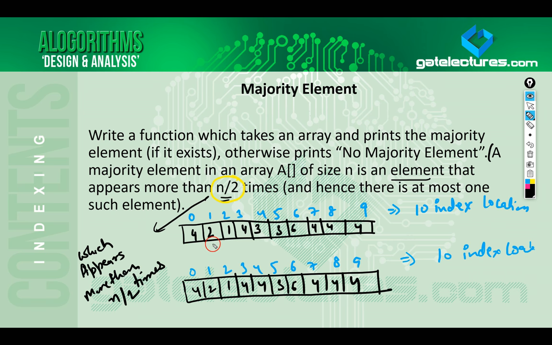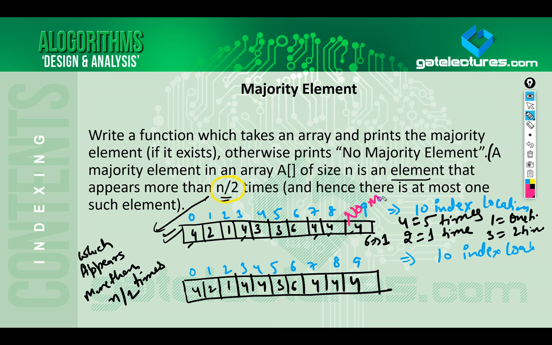I'm not writing an algorithm here, just explaining what a majority element is. I'm just counting the number of times an element appears. In the first array, the number 4 appears 1, 2, 3, 4 and 5 times. The number 2 appears only 1 time, the number 1 appears only 1 time, the number 3 appears 2 times, and the number 6 appears only 1 time. Now does there exist a majority element here? No, no majority element.